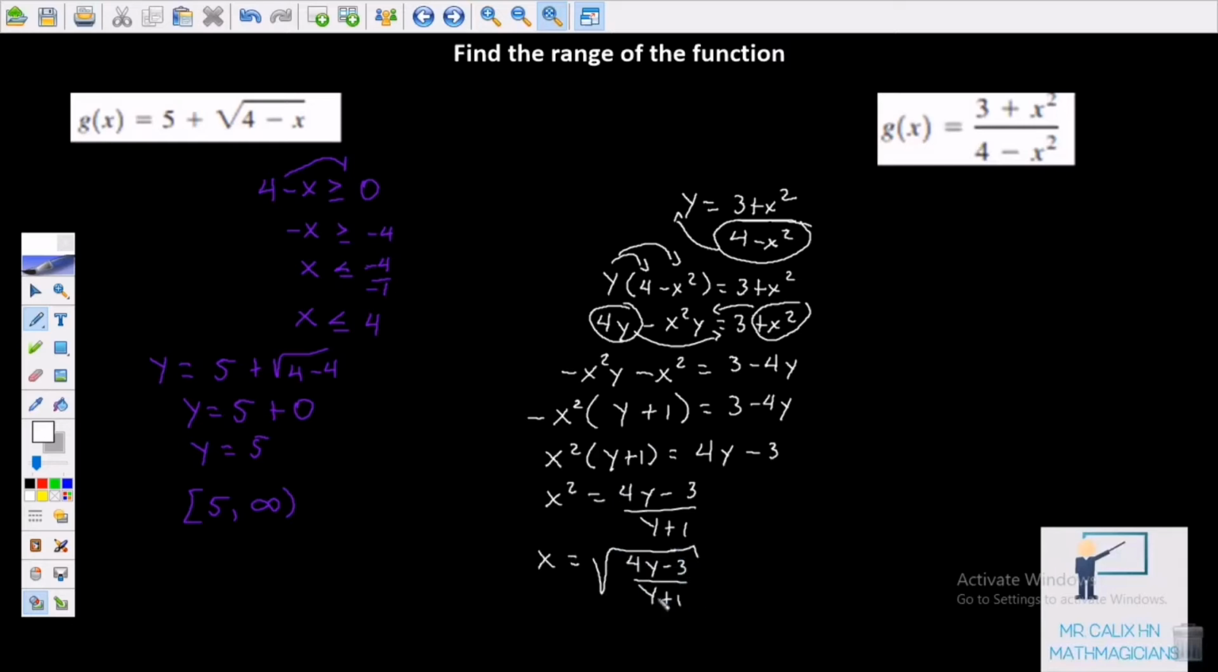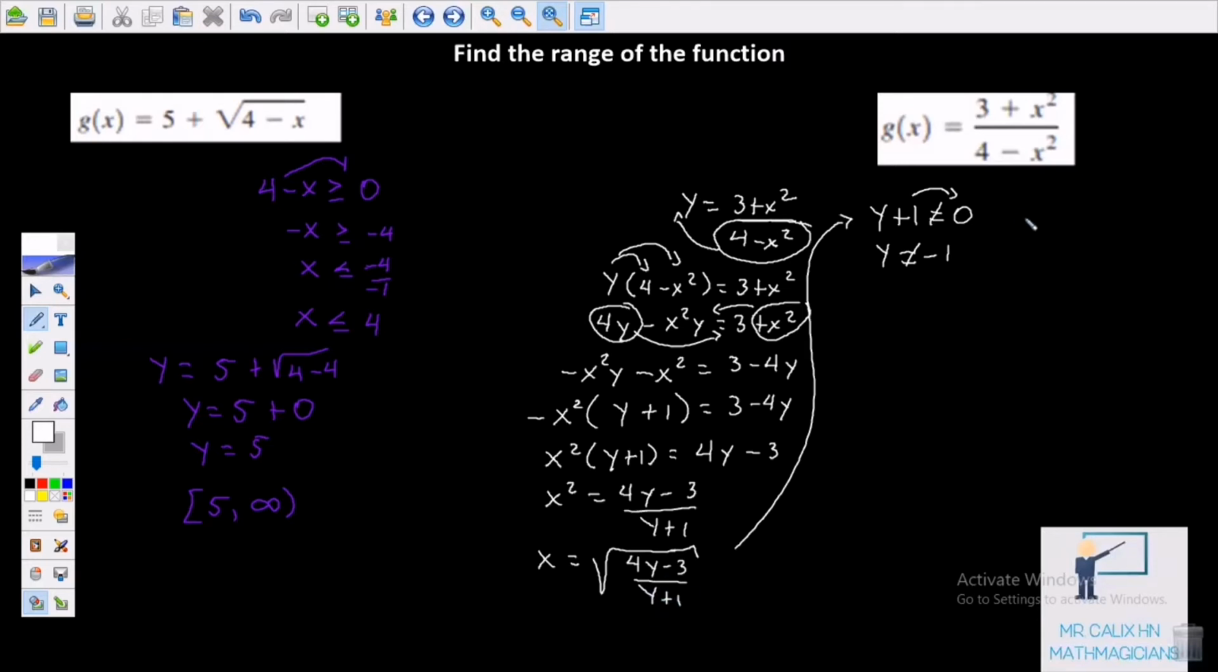Okay, so we have our square root already. We are solved for x already. Now what we're going to do is find the restrictions. For example, the denominator cannot be 0. So y plus 1 cannot be 0. If we solve for y, we send the 1 to the other side. Y cannot be negative 1. Why? Because if I substitute negative 1, it will give me a no solution answer.